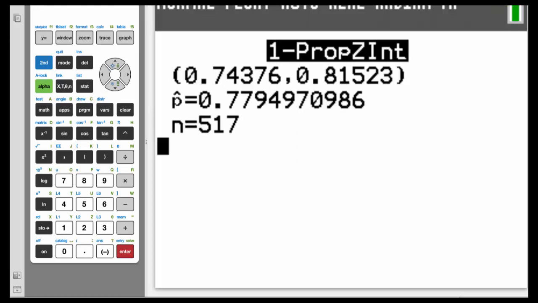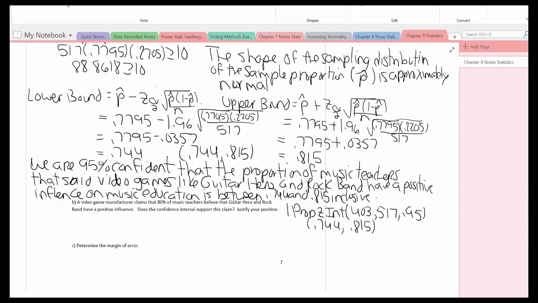And notice what we end up having. On the top is your confidence interval. Now keep in mind, I will round all confidence intervals to 3 decimal places. So that's going to be 0.744 to 0.815. All right, I'm going to write on the paper now what I would expect to see for a test. Okay, so what do I want you to write? One prop Z interval, parenthesis, 403, comma, 517, comma, 0.95, and then underneath is my confidence interval for this.